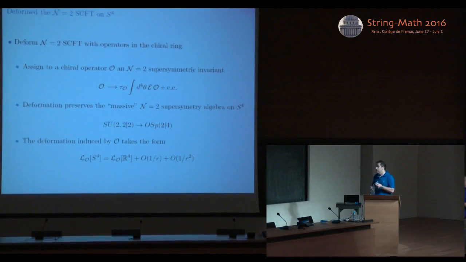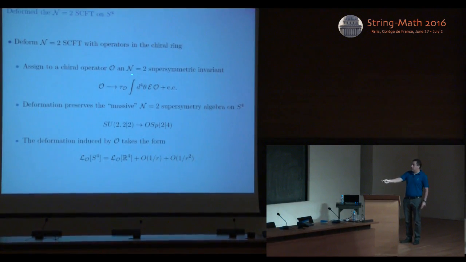Okay, so let me tell you how you can do this. The strategy will be to take your superconformal field theory and essentially deform it by an arbitrary operator in the chiral ring. Essentially, the way you do it is that to any chiral operator, you can associate an N equals 2 supersymmetric invariant that I write roughly like this. So to any chiral operator, there is some Lagrangian that you can associate, which is N equals 2 supersymmetric. Okay? Since we are deforming by an arbitrary element of the chiral ring, which most of them are, of course, irrelevant, this deformation preserves a massive N equals 2 subalgebra of the superconformal algebra on the sphere.